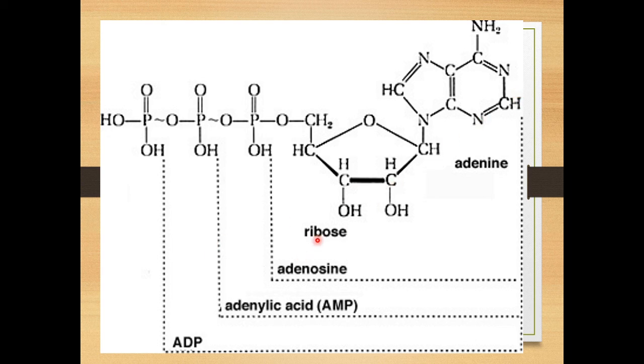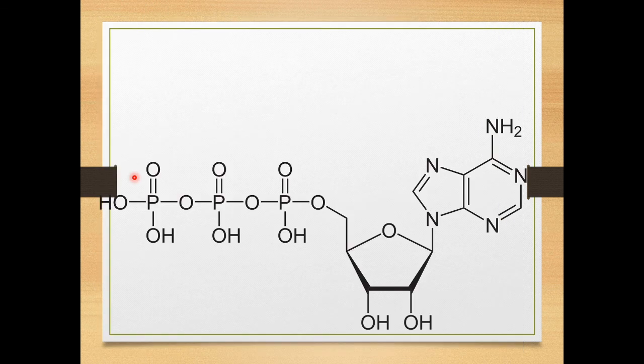So this is ribose plus adenine, which is called adenosine. That means the nucleoside, ribose plus adenine, is called adenosine. One phosphate is called adenosine monophosphate. Two phosphate groups, adenosine diphosphate. Three phosphates, adenosine triphosphate. So this is the structural details of adenosine triphosphate.